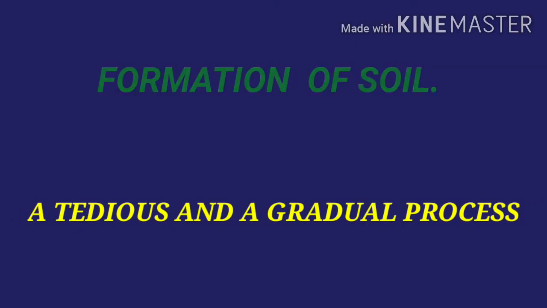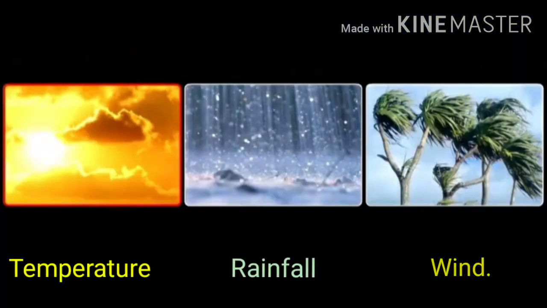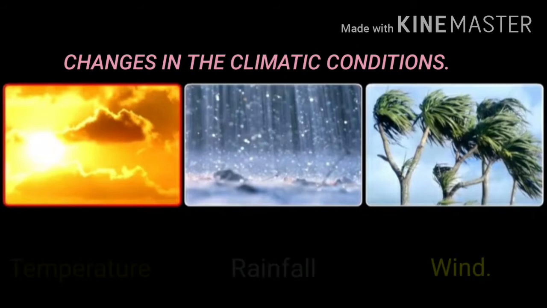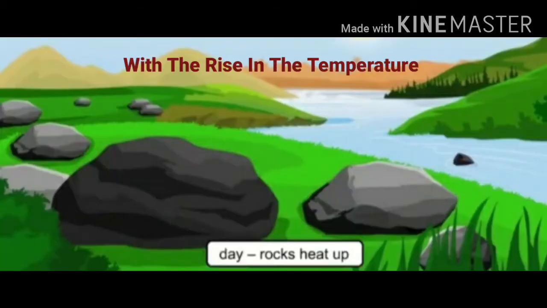Let us now understand about the formation of soil, which is basically a continuous and a gradual process that spans many centuries. So, the factors like climatic changes, rains, winds, etc., break up rocks into smaller pieces which further get powdered. This process of breaking of rocks into smaller pieces due to natural factors is called weathering or rock disintegration.